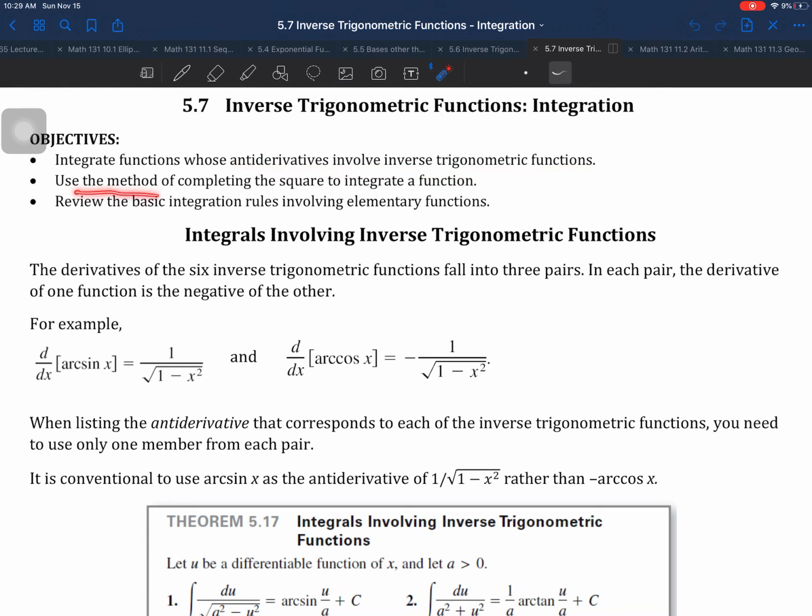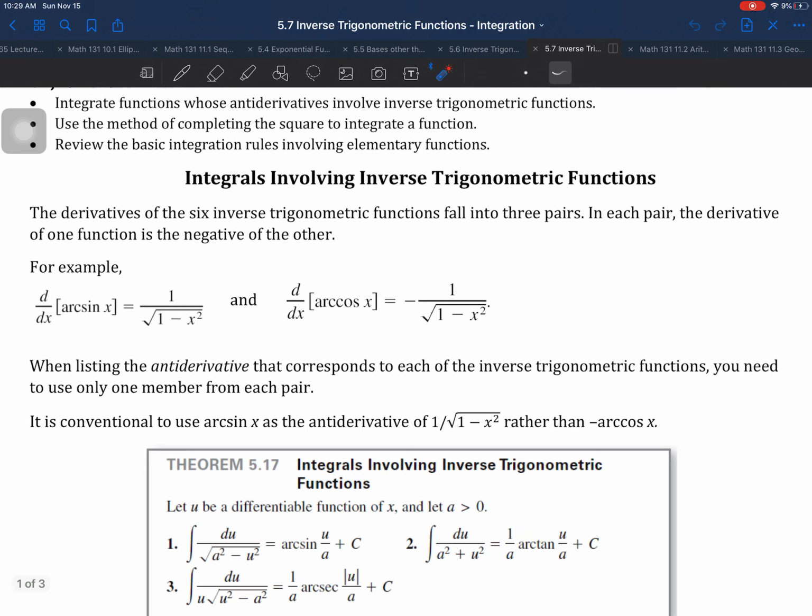Use the method of completing the square to integrate functions. Review basic integration rules involving elementary functions. So let's begin. Integrals involving inverse trig functions.